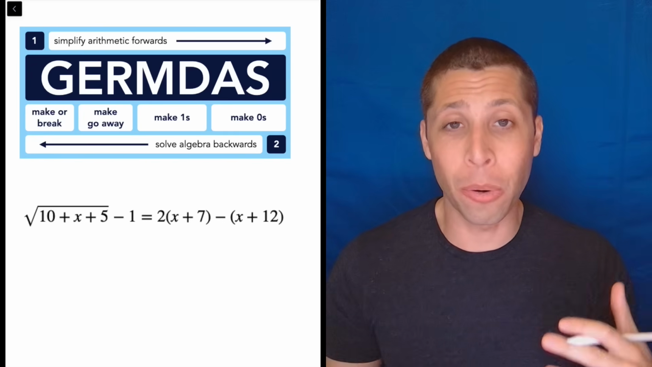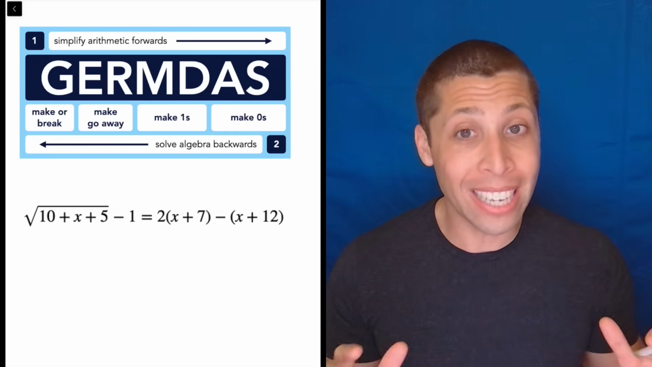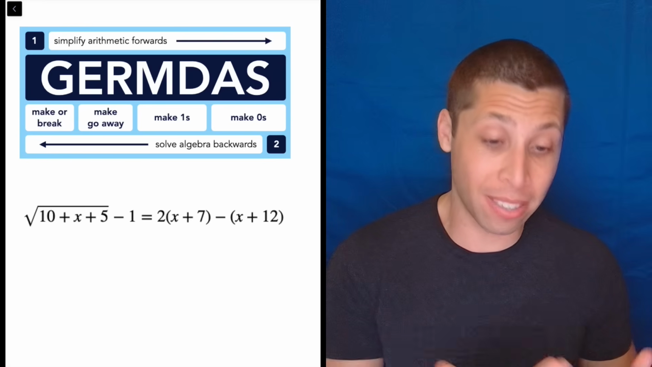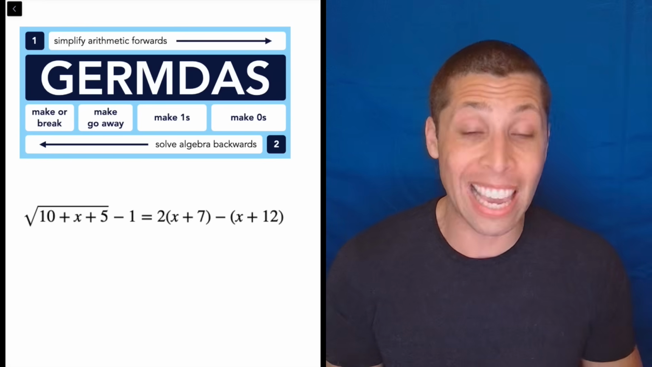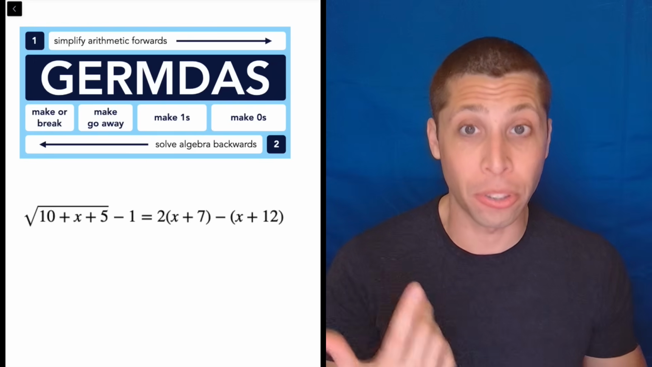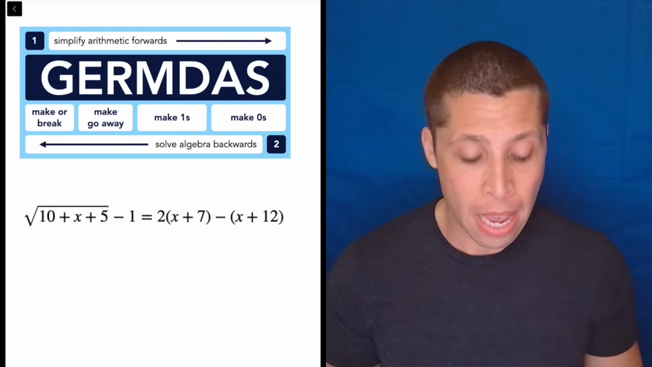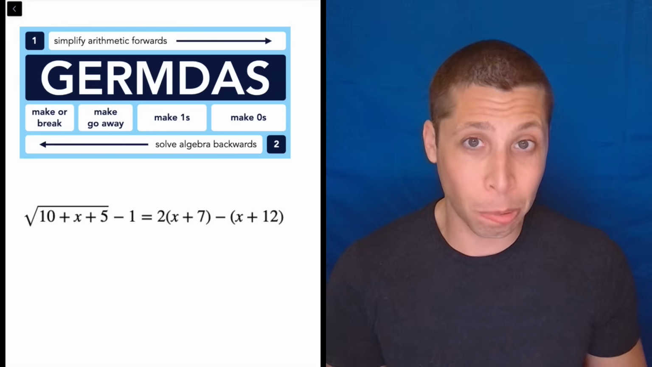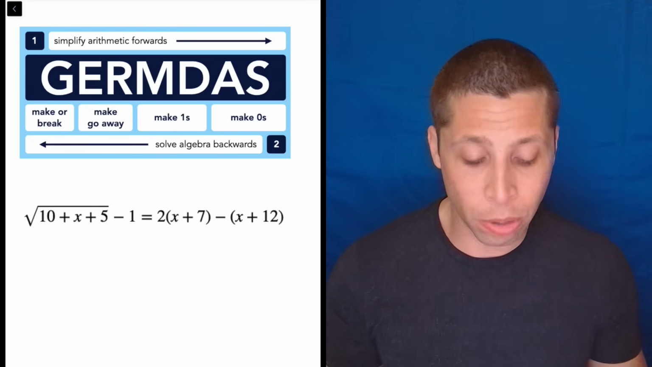Slow it down if you need to, but all of this wouldn't really be necessary on the SAT, because if it were a real SAT question that gave me this equation and asked me to solve for x, I would just put it into the calculator, Desmos, and it will solve it for me, and I will show you that at the end. But if I'm looking at this and I have to do algebra for some weird reason, I am going to think about GERMDAS.